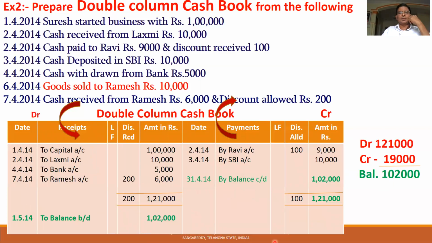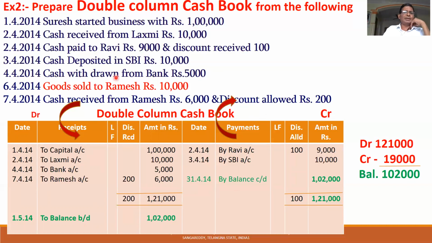Now the double column cash book. I have taken the same problem, but added some discount columns. What is the difference between the single column cash book and the double column cash book? Only that a discount column is added, one on the debit side and one on the credit side. Remaining all same. In the double column cash book, the debit side discount column is the discount received column, and the credit side discount column is the discount allowed column. Apart from that, the problem is the same.